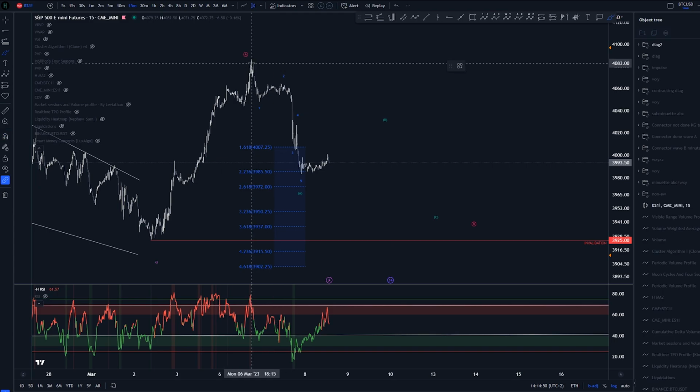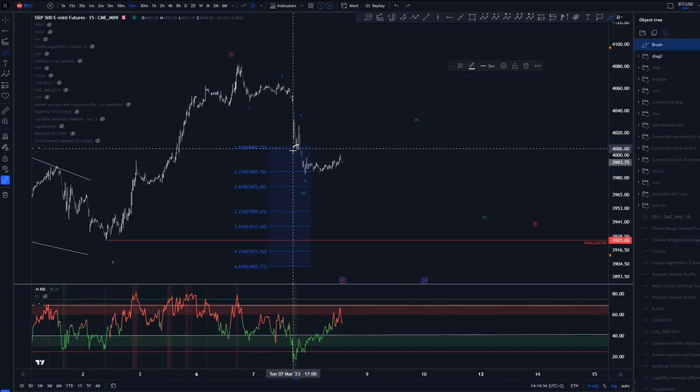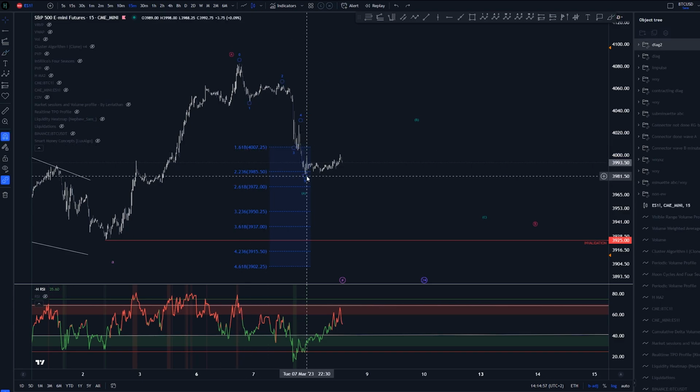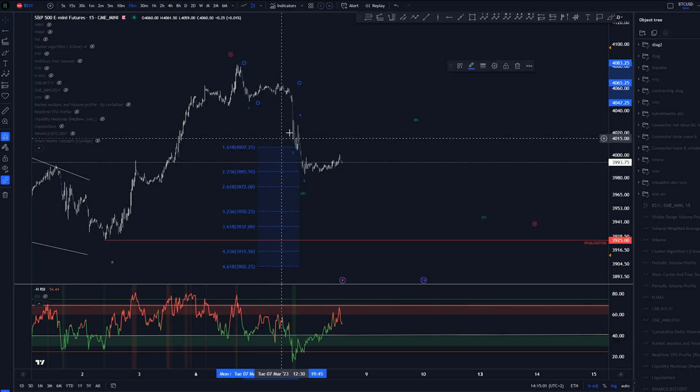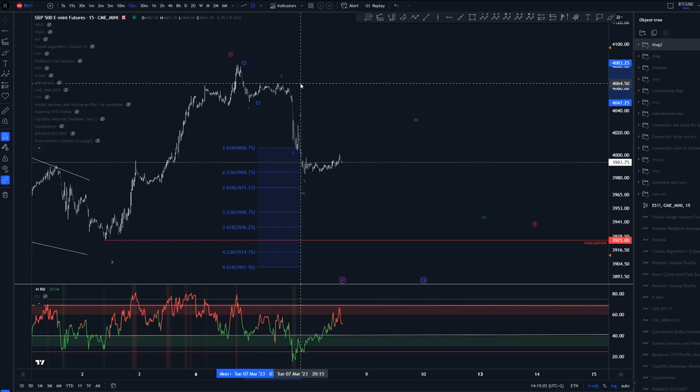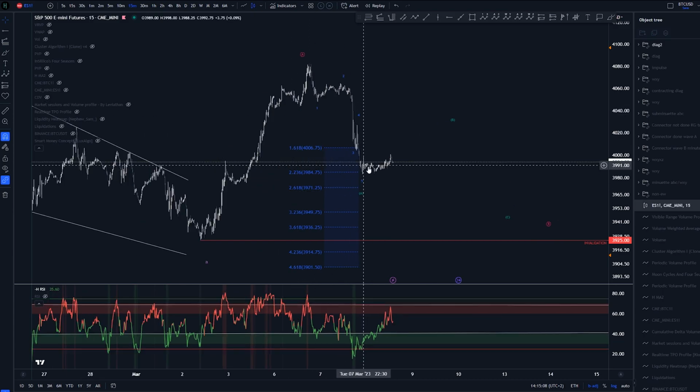So here we can see that I've labeled this as a 1, 2, 3, 4, and 5. The third wave did hit the 1.618. The fifth wave did hit the 2.236. These are the perfect targets that we are seeking for non-extended thirds and fifths. So again, that looks very decent as it is.